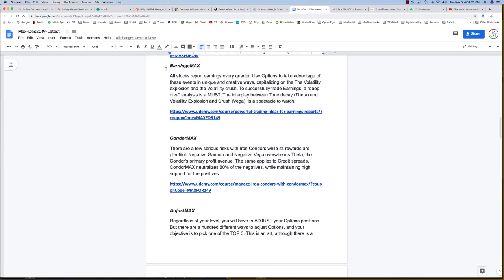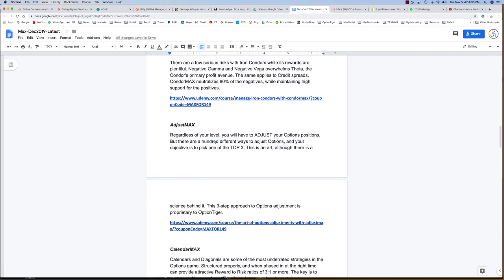Then, of course, you have all the Max systems. You can read about these. Earnings Max is about earnings reports, and in fact, we have an earnings class going on. For those of you who are there, you know it's going very well. Condor Max is the most elite system to handle iron condors as well as credit spreads. Adjust Max is a generic adjustment approach to all option strategies, and it's a three-tiered approach. If you take that approach, whenever you have a position that's either in trouble or may be a winner as well, you'll know how to approach adjustments.